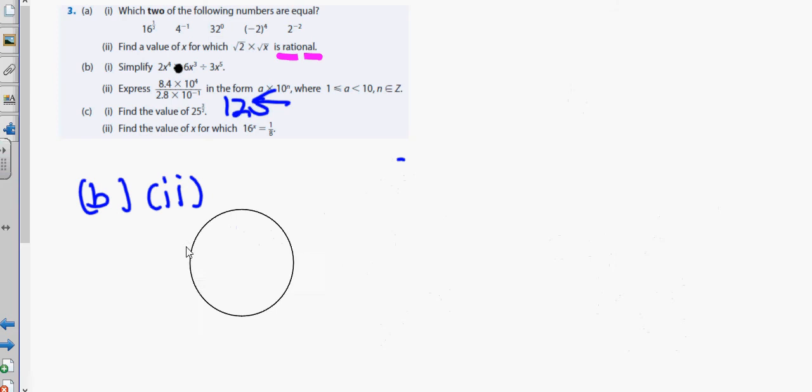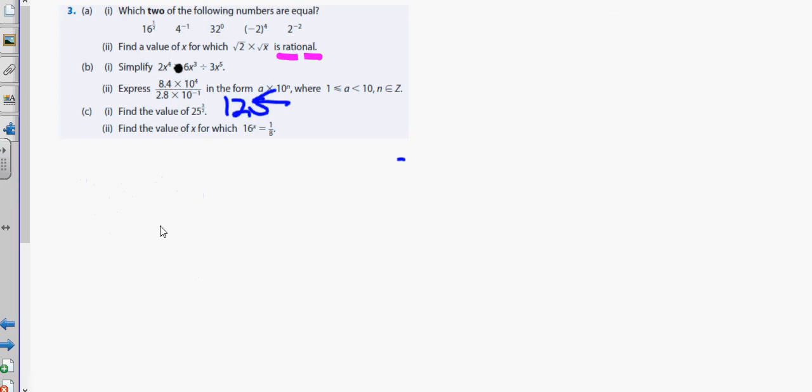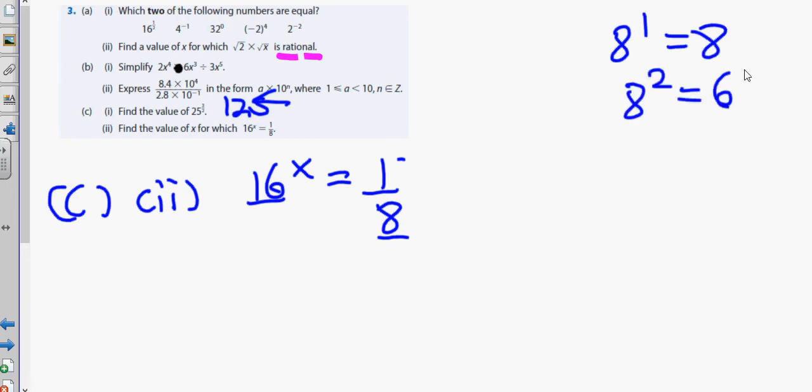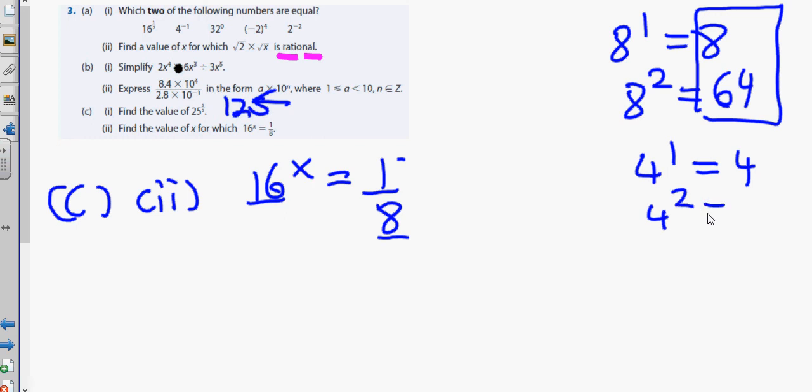Okay, next one, C part 2. Find the value of x for which 16 to the power of x equals 1 over 8. 16 and 8, right? 8 is the smaller number. 8 to the power of 1 is 8. 8 to the power of 2 is 64. Because 16 is not on this list, we have to put 8 and 16 into a smaller number. You can't use 4 because 4 to the power of 1 is 4, 4 to the power of 2 is 16, and 8 isn't on this list, so that's no good.